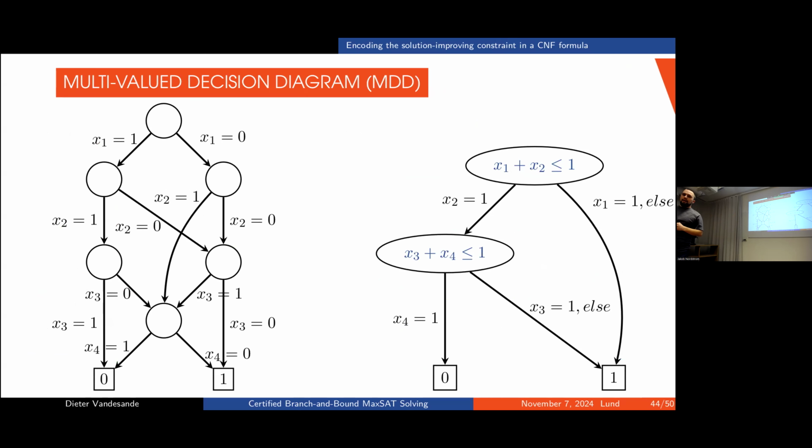And actually, in MaxCDCL, it uses MDDs, which means that if you have some at most one constraint saying that, for example, this node x3 or x4 can be true, but not both of them at the same time, you can actually split on x3 is true, x4 is true, or none of them are true. That's what is used in MaxCDCL, and the derivations that I have just shown you can be generalized to the case in MDDs.